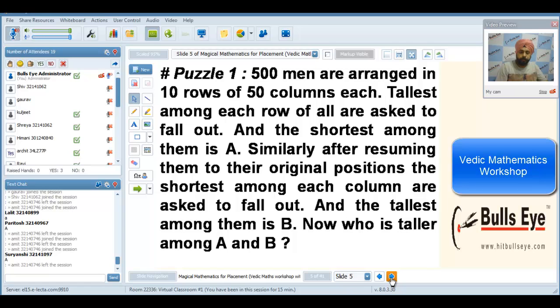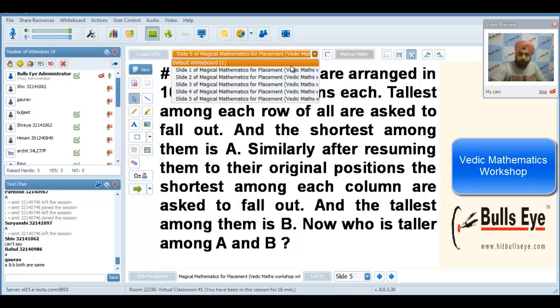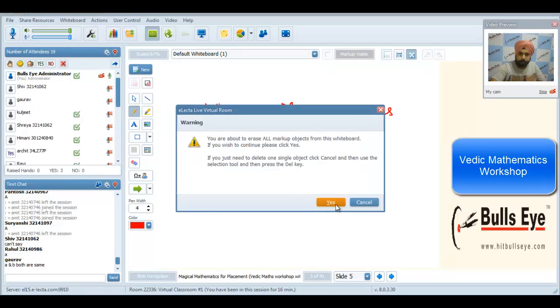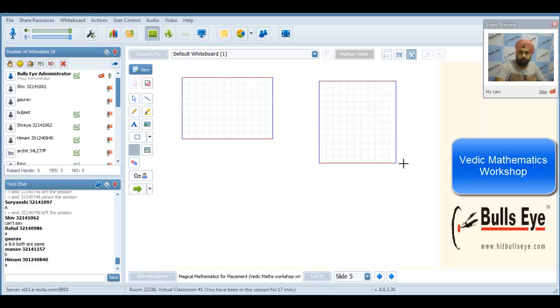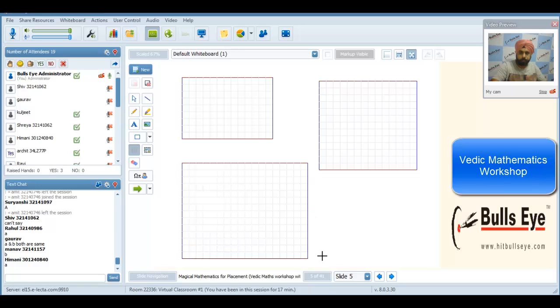Some of you are answering it to be A. Shiv, would it be? Can't say. I guess you all have read the question. Okay, Gaurav, you are saying A and B both are same. Okay, shall we discuss it here, students?